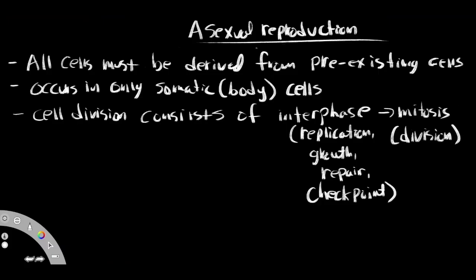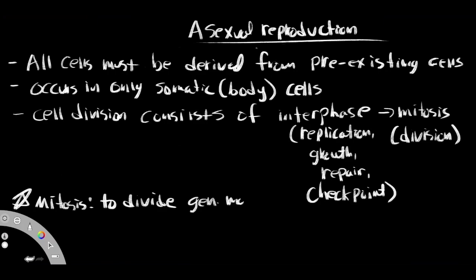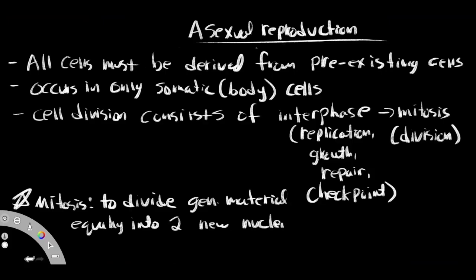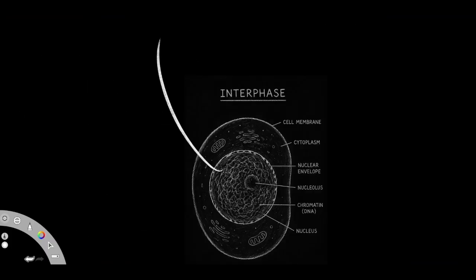So when we get that genetic information and divide it, we want to divide it equally into two new nuclei. So I'll just put this down here, the point of mitosis: to divide genetic material equally into two new nuclei. Because the DNA lives in the nucleus. So what's happening inside the nucleus?